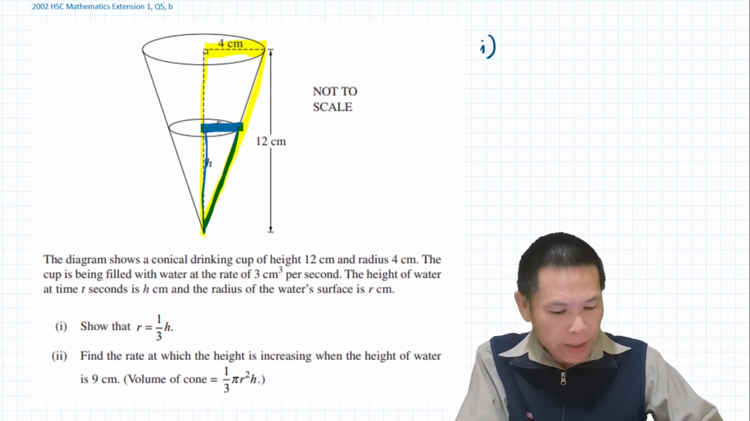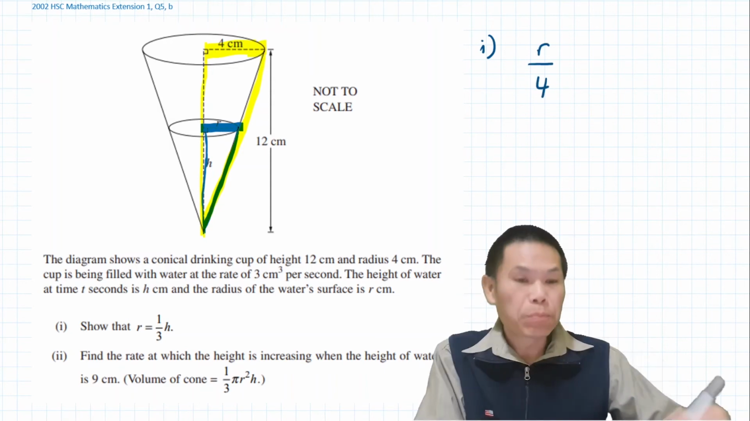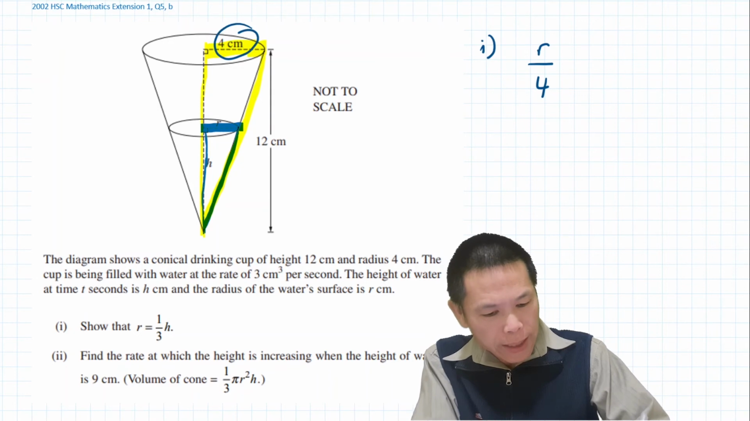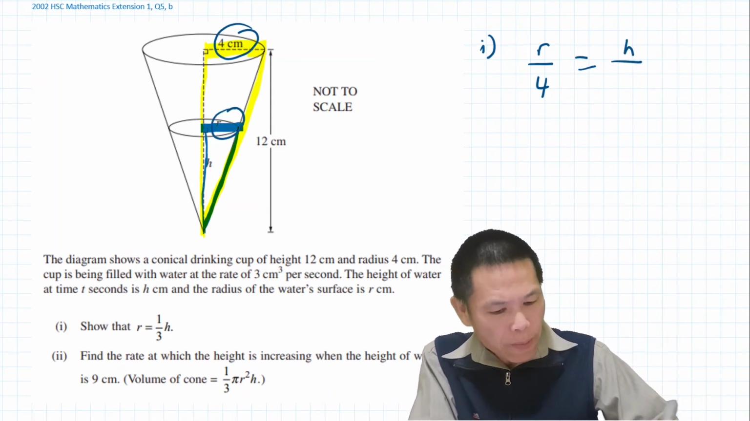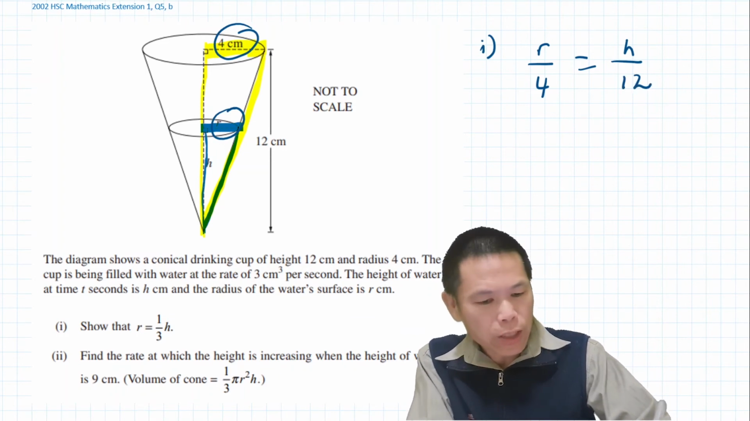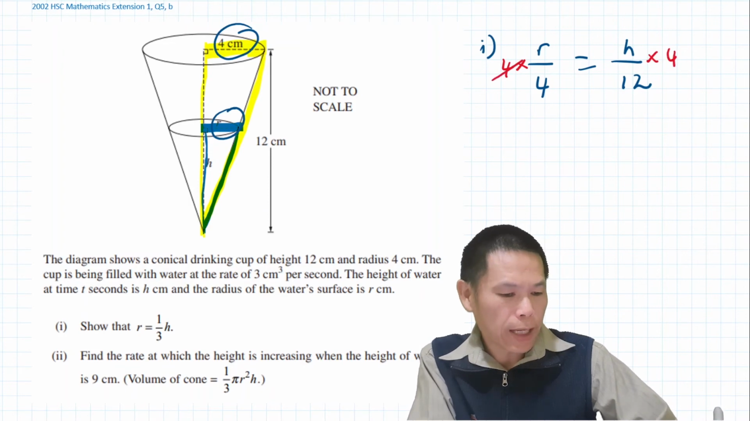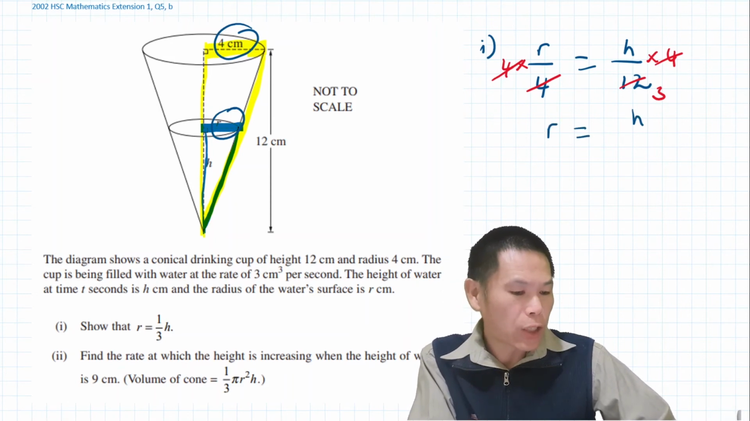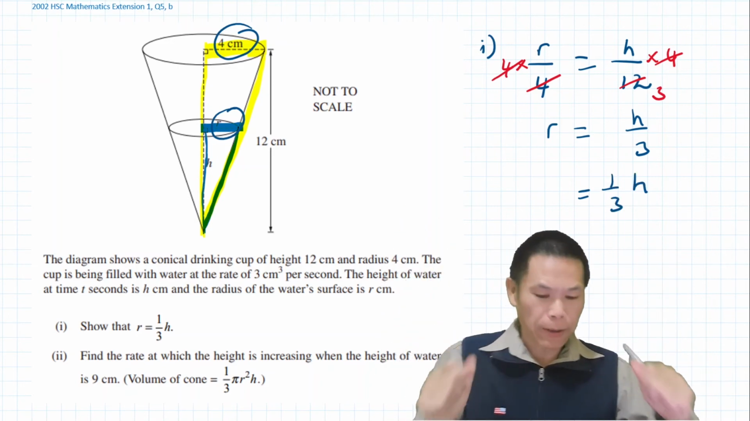So we know that r over 4, because they are corresponding sides, equals h over 12. So I just multiply by 4 on this side and multiply by 4 here. That cancels out, and this gives me 3. So r is equal to h over 3, which is equal to a third of h. There you go, part i.